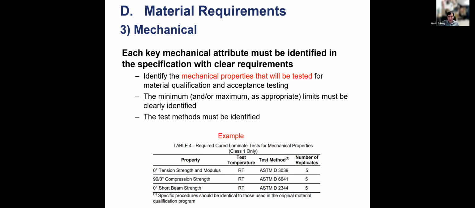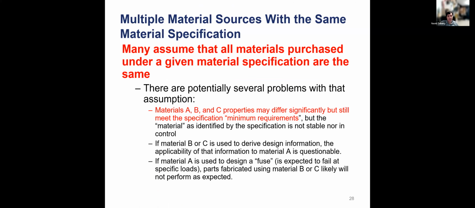Under the mechanical testing, it identifies what properties have to be tested, at what condition, how many tests, and following what method. For example, it might say test the 0 degree along the fibers, tensile properties and modulus at room temperature using ASTM D3039 and do at least 5 repeats, and so on and so forth. Compression, short beam strength, whatever you have. So this is sample information that has to be included in a material specification.